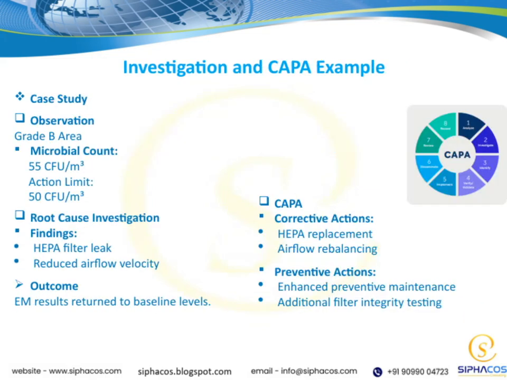Let's walk through a real example of investigation and corrective action. We noticed a microbial count in a grade B area that was just above the action limit, 55 instead of 50 CFU per cubic meter. Digging deeper, the root cause was a leaking HEPA filter and reduced airflow velocity. So, the corrective actions included replacing the HEPA filter and rebalancing airflow. On the preventive side, we enhanced maintenance and added more rigorous filter integrity testing. The result: environmental monitoring levels returned to baseline, problem solved.